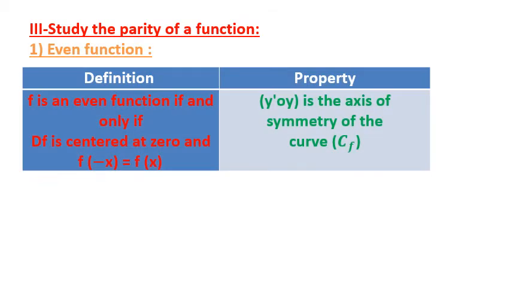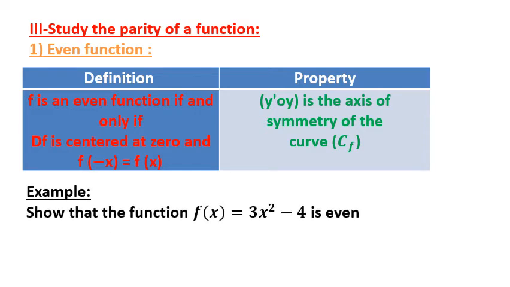Study the parity of a function f. 1. We start with even functions. Definition: f is said to be an even function if and only if its domain is centered at 0 and f(-x) = f(x). We say the domain is centered at 0 when x and -x belong to the domain of f. And if f is an even function, then the y-axis is the axis of symmetry of the curve representing f.